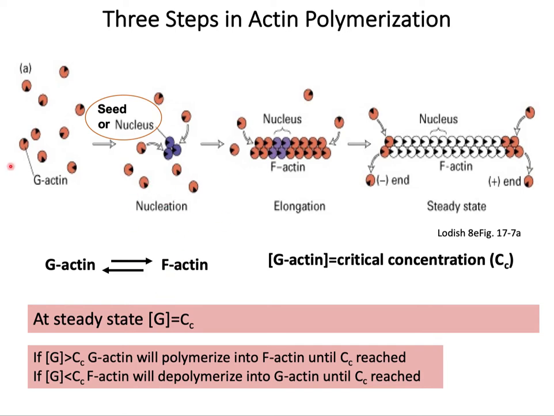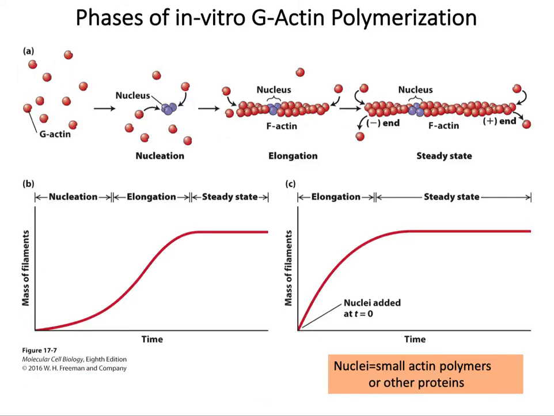Again, until the critical concentration is reached, at which point you will have a steady state. So this is a very simple biochemical reaction, and it's very easy to think about it that way. So what it looks like if you were to measure a mass of filament occurring over time. I want to remind you that we are looking at a test tube in vitro.